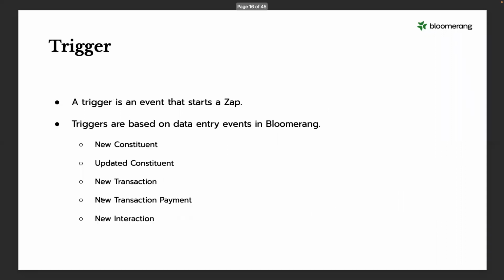So in a zap, the trigger is an event in Bloomerang. So when the event happens, the trigger starts a zap or starts an automation. And each trigger event starts the zap to run and complete that subsequent set of actions. So integrations from Bloomerang can start a zap based on the following Bloomerang events. When a new constituent is created, an existing constituent is updated, a new transaction is created, a new transaction payment is created, or a new interaction is created.